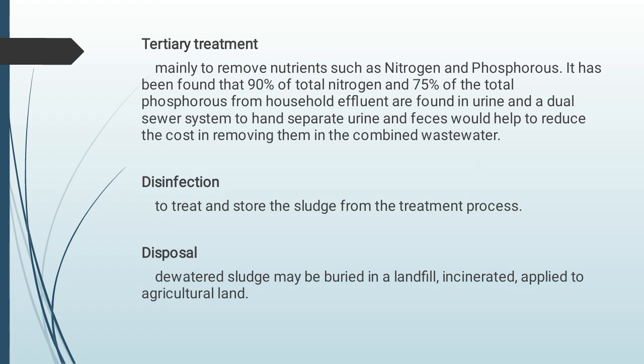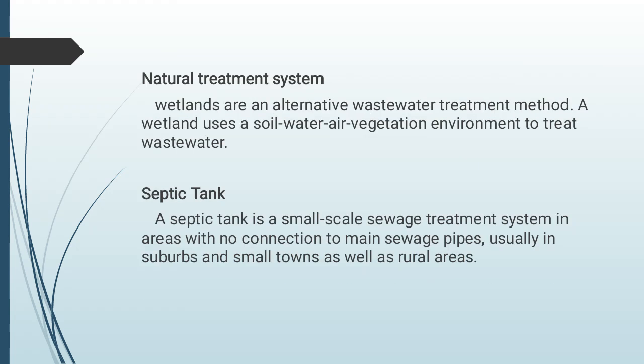Disinfection, sludge treatment and disposal: to treat and store the sludge from the treatment process. The dewatered sludge may be buried in a landfill, incinerated, or applied to agricultural land. Natural treatment system. Wetlands are an alternative wastewater treatment method. A wetland uses a saltwater and vegetation environment to treat wastewater. Septic tank. A septic tank is a small-scale sewage treatment system in areas with no connection to main sewage pipes, usually in suburbs and small towns as well as rural areas.